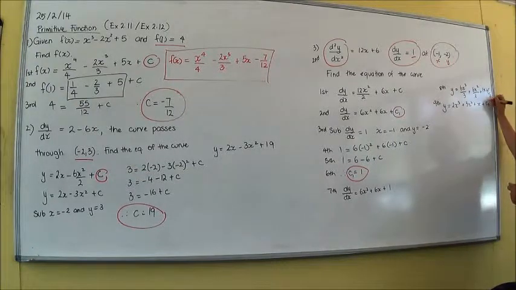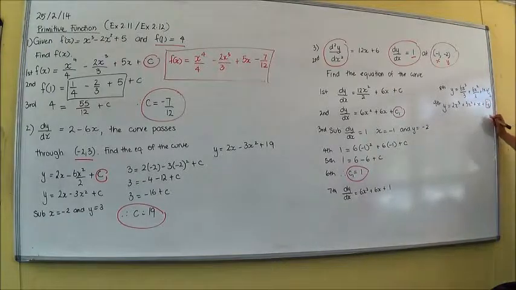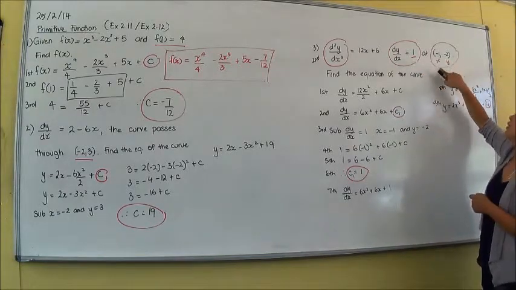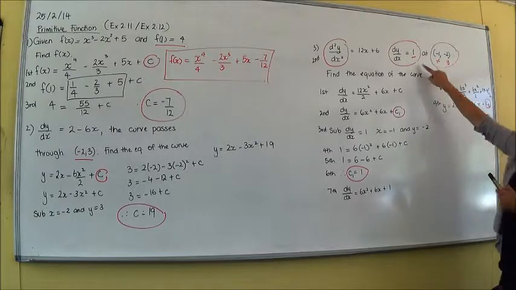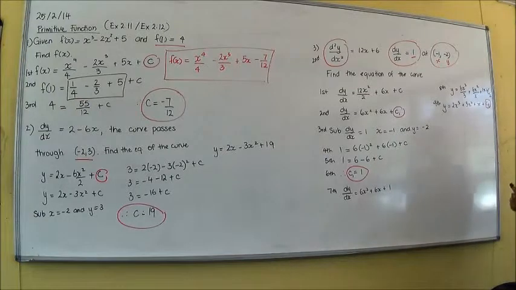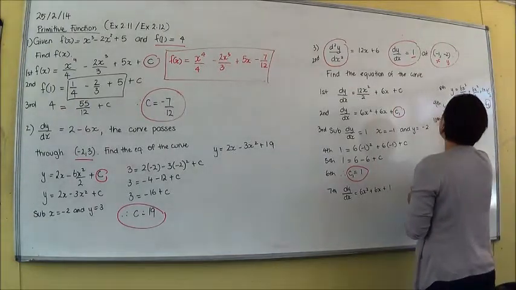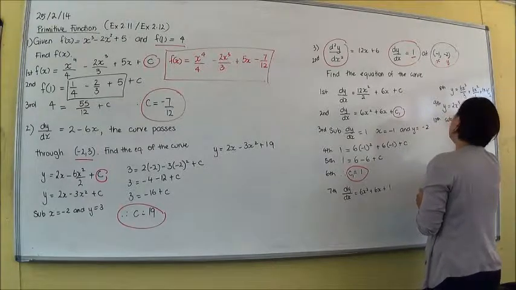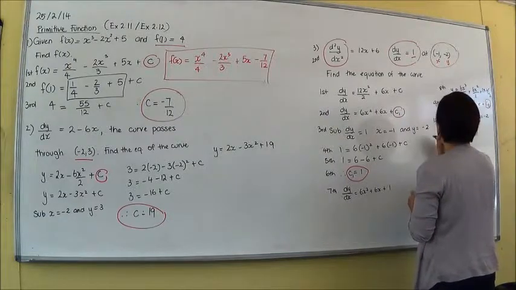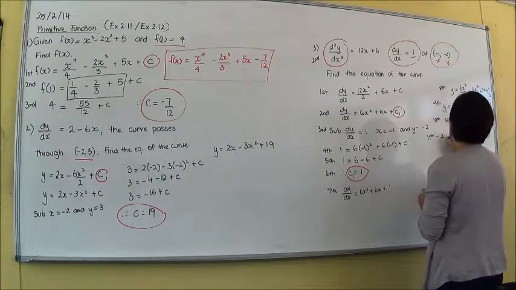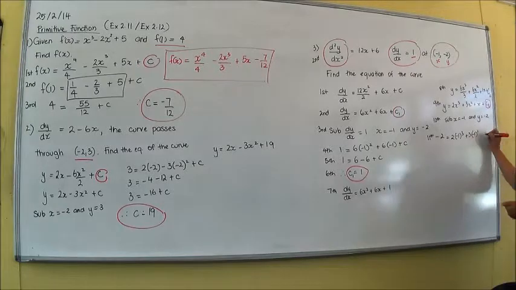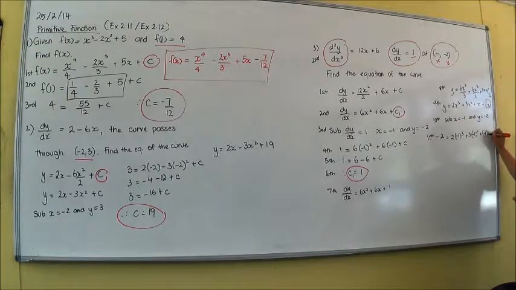So now we have to solve for c2. What information would we use? Would we use this one? No, we'll use this one. The reason why we don't use this information is because we don't have dy dx, but we do have x and we do have y. So we're subbing x equals -1 and y equals -2. So -2 equals 2 times -1 cubed plus 3 times -1 squared plus -1 plus c2.